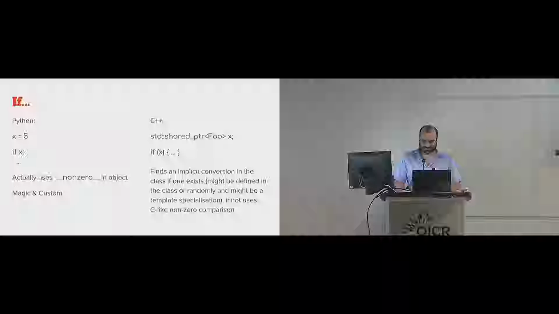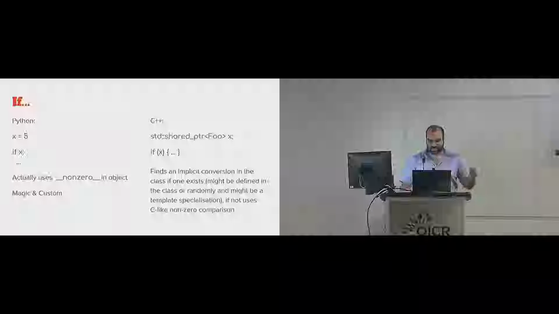So I'm going to create a shared pointer, which is C++'s weird sort of garbage collection thing. And then I can do an if on that. What the compiler is going to do is first find if there's an implicit conversion from the class shared pointer. That might be defined in the class, it might be put in a random header file, or it might be a template specialization where there's a default one for std shared pointer of anything, but I can create a separate one for std shared pointer of foo that's different from the built-in one.